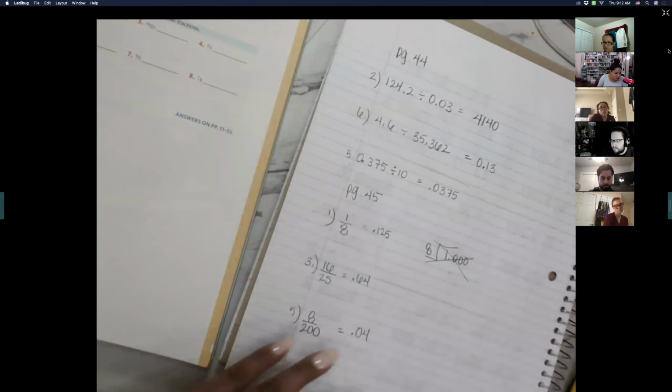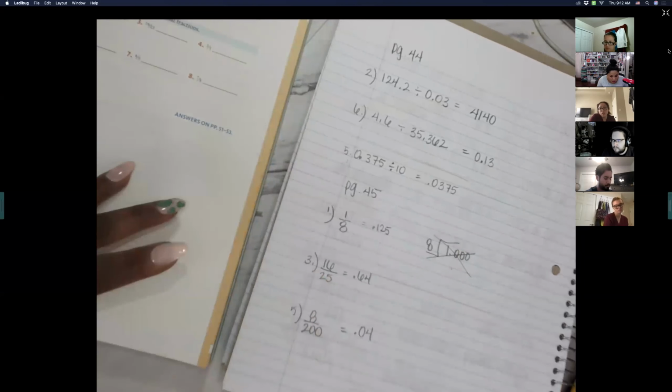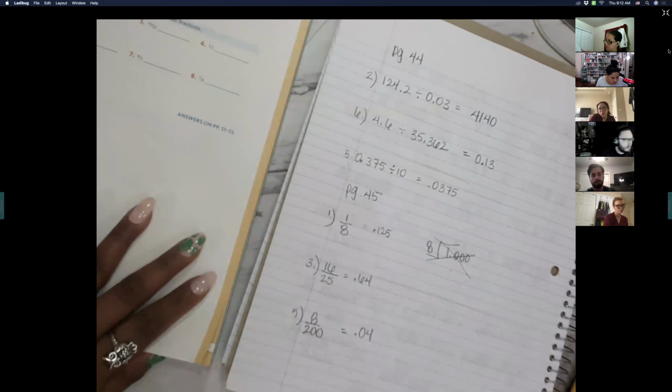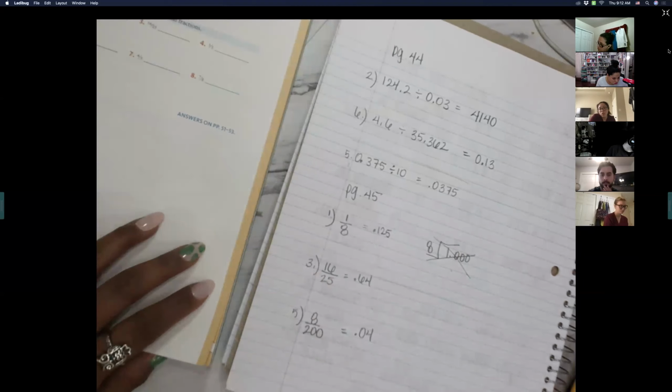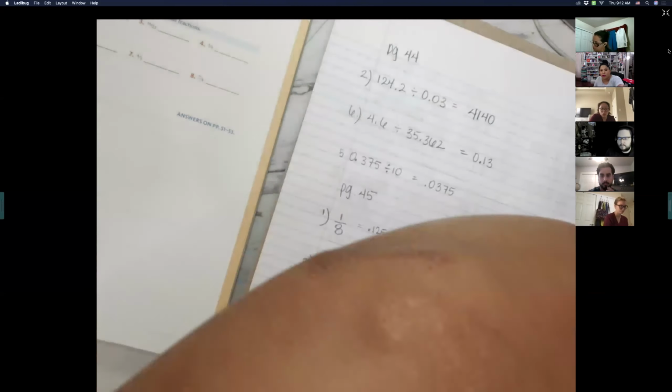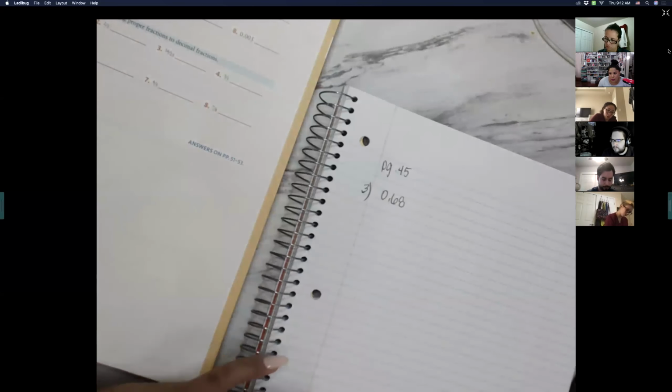Okie dokie. So I feel like that's, let's do one more. Let's do like 2 or 3 more from one more section from chapter 2. This is still page 45. Okay, so now they want us to take our decimals. So this is number 3. And they're asking us to take the decimal 0.68 and change it into a fraction.